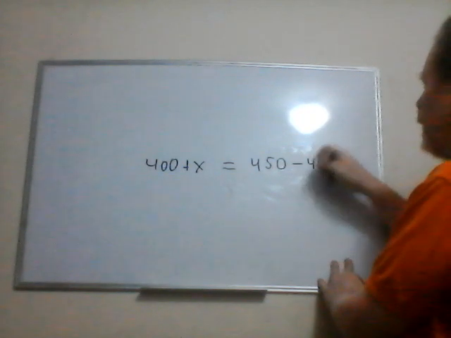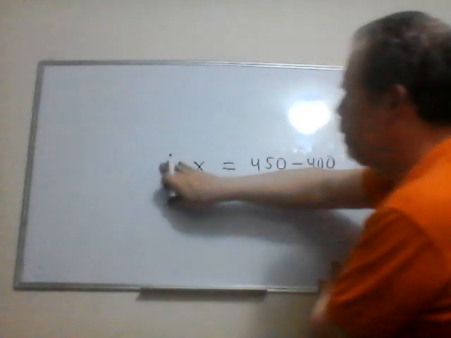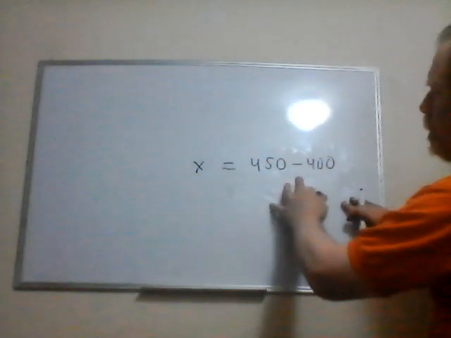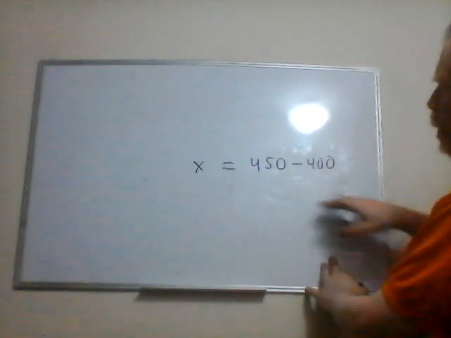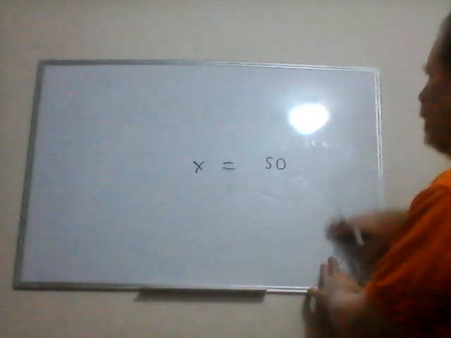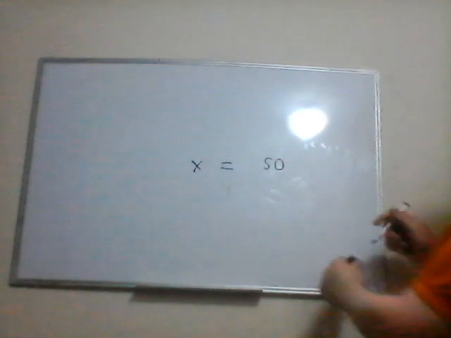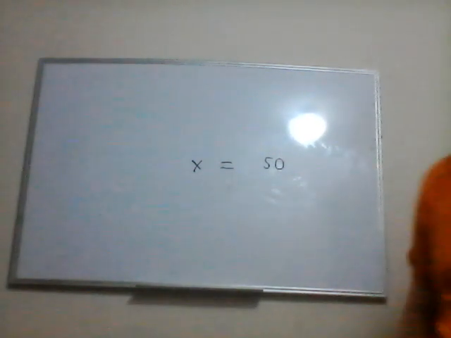Subtract the 400 from that side. You have x all by itself. And the last step is to subtract 400 from 450. So x equals 50. And if you check in the book, that's what it says.